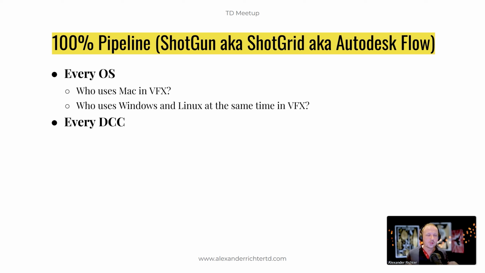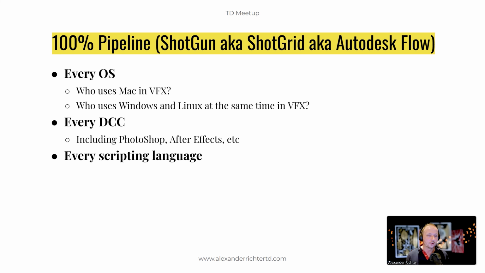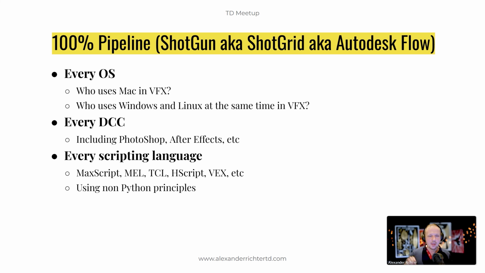Then they want to cover every DCC. So often they include things like Photoshop, After Effects, and a lot of other stuff that are maybe not the most common ones, especially for visual effects, animation, and games. They are used, but not particularly the core of what we use. They often include a lot of scripting languages. Often there is some kind of mix and match between different scripting languages. Sometimes you see some MaxScript in between, or a little bit of Mel here, or TCL, or HScript, or VEX, or whatever. And then you ask, is that necessary, or can we do everything basically in Python?